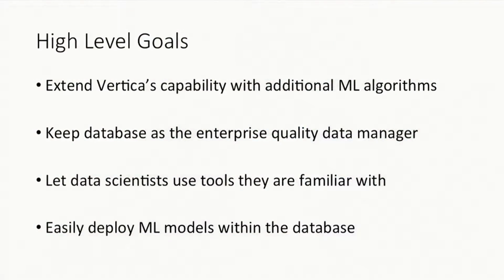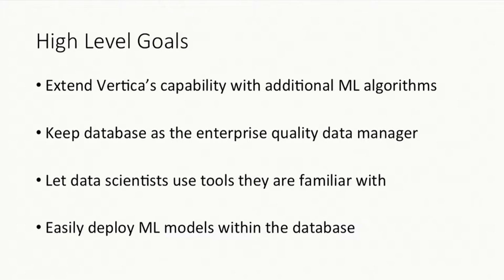At a high level, we really want to extend Vertica's capabilities to add additional machine learning algorithms. There are many machine learning specialized processing engines that offer libraries, such as MLlib and graph libraries, and we want Vertica to be able to reach out to those libraries and take advantage of those specialized engines. Secondly, we'd like to keep the database as the enterprise quality data management system. Vertica is an enterprise class database that offers robust, fast query processing, and also allows you to do data preparation in SQL, which is very common for machine learning tasks ahead of time.